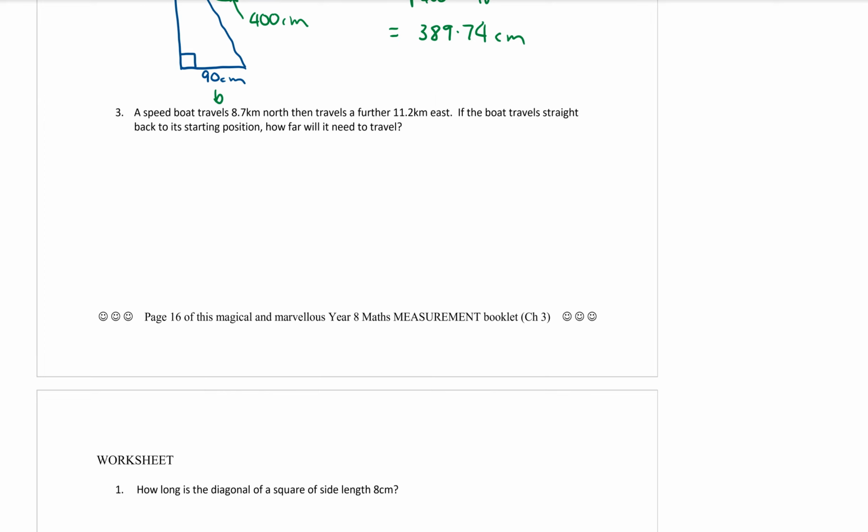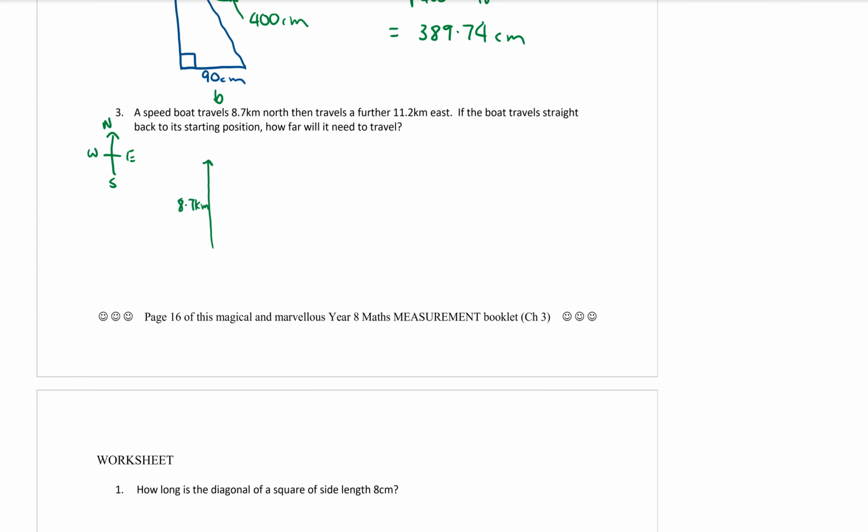So this is mine. Question 3. A speedboat travels 8.7 kilometres north, then travels 11.2 kilometres east. So do you know your little compass? North, south, east, and west. You've seen that before? Great. So our boat is travelling north. That means it's coming up this way for 8.7 kilometres.